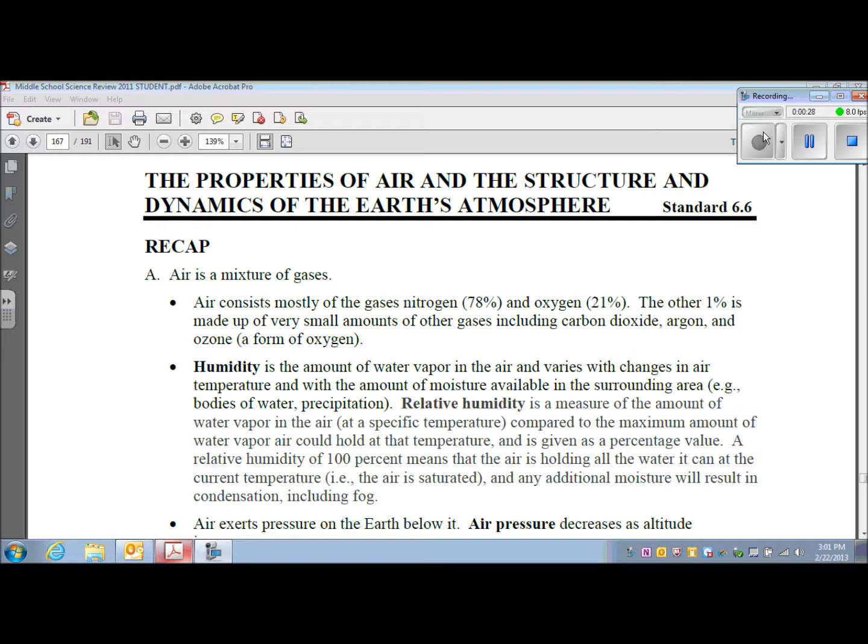Humidity is the amount of water vapor in the air and varies with changes in air temperature and with the amount of moisture available in the surrounding area, such as if there's a body of water or precipitation nearby. Relative humidity is a measure of the amount of water vapor in the air at a specific temperature compared to the maximum amount of water vapor air could hold at that temperature, and is given as a percentage value. A relative humidity of 100% means that the air is holding all the water it can at the current temperature. The air is saturated, and any additional moisture will result in condensation, including fog.